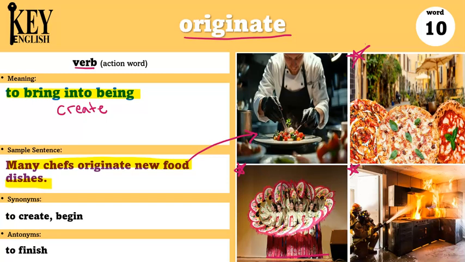And I can even use this word to explain something like where a fire started. I can say, the fire originated in the kitchen. So that's where it was created, that's where it came from, or that's where it was brought into being. Some synonyms for originate are to create and begin. And one antonym is to finish.